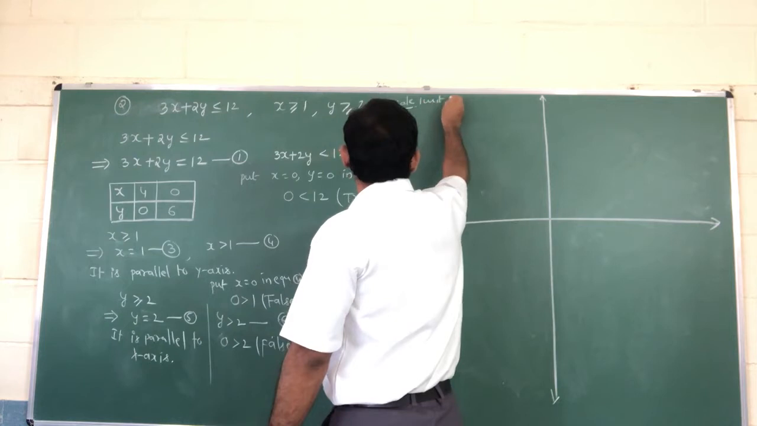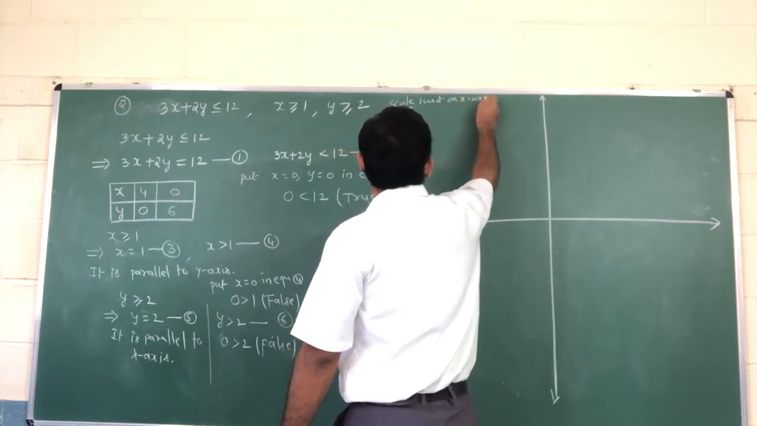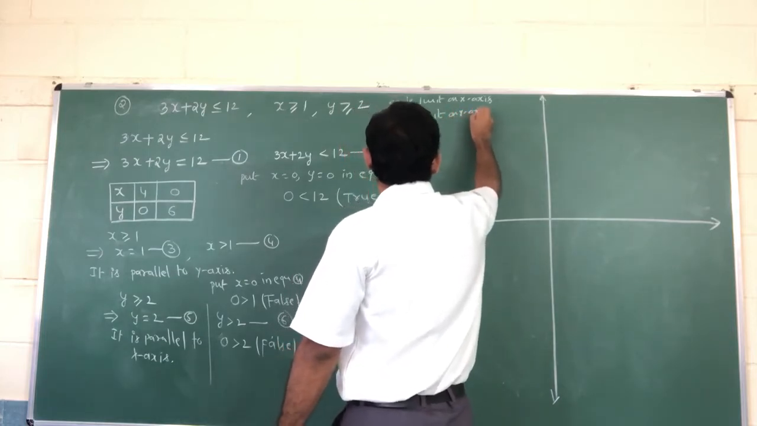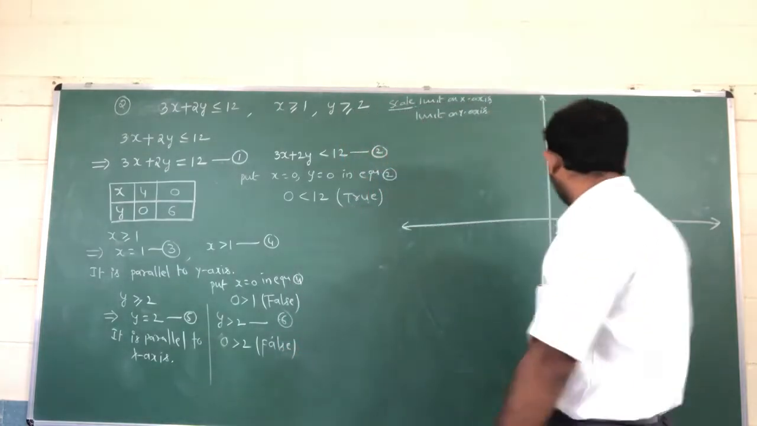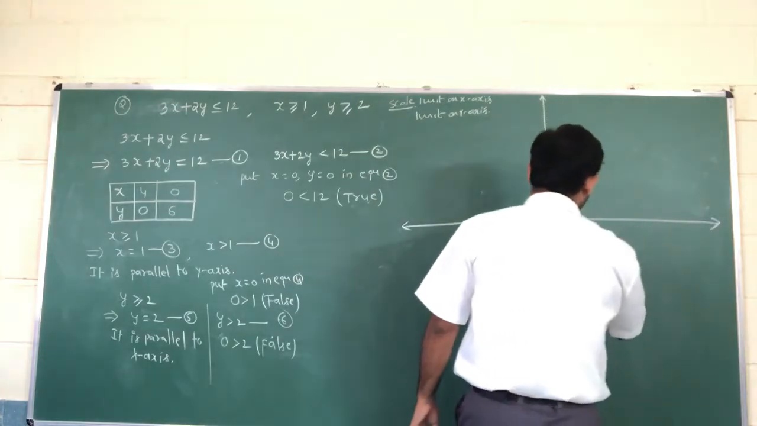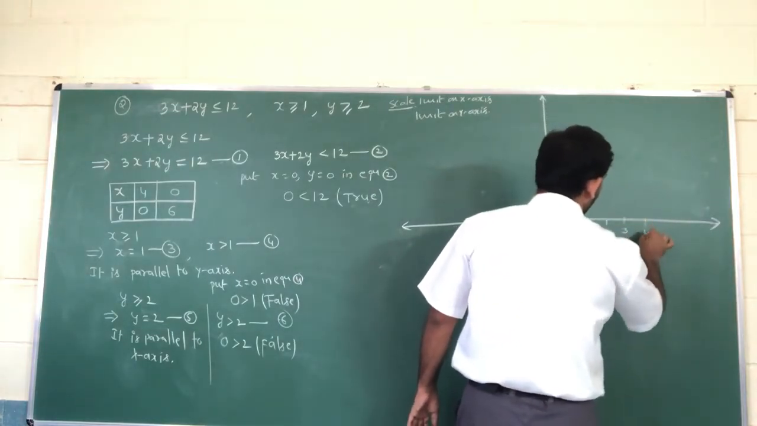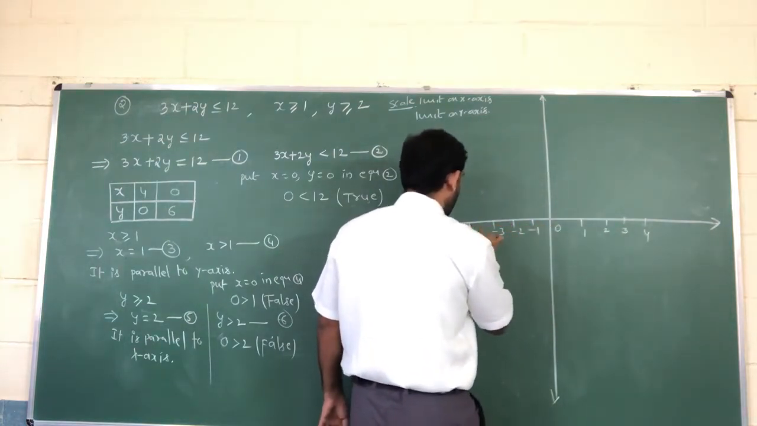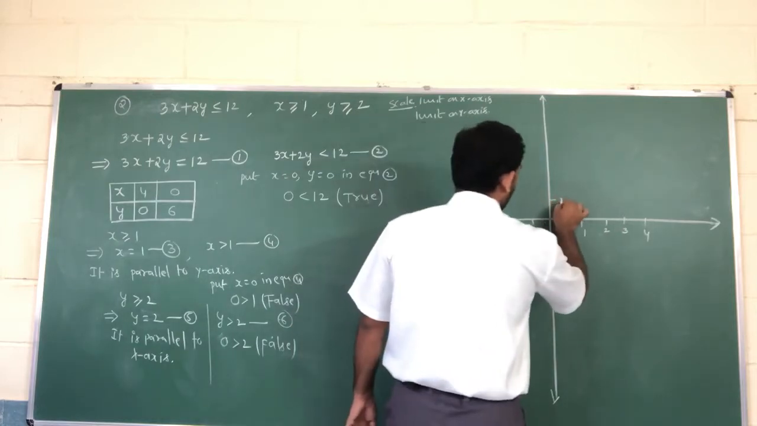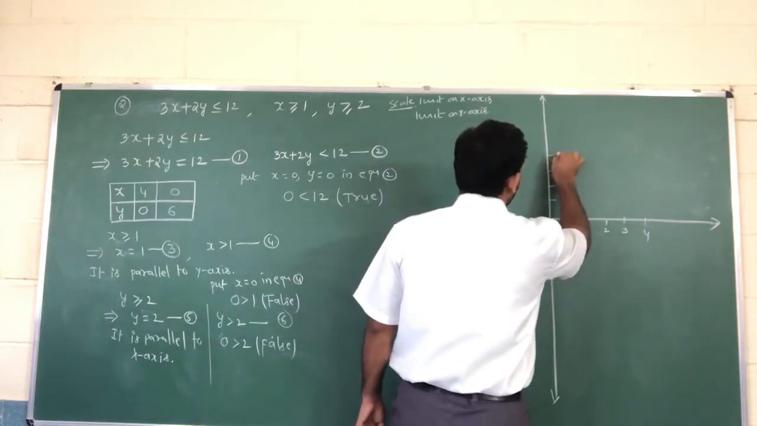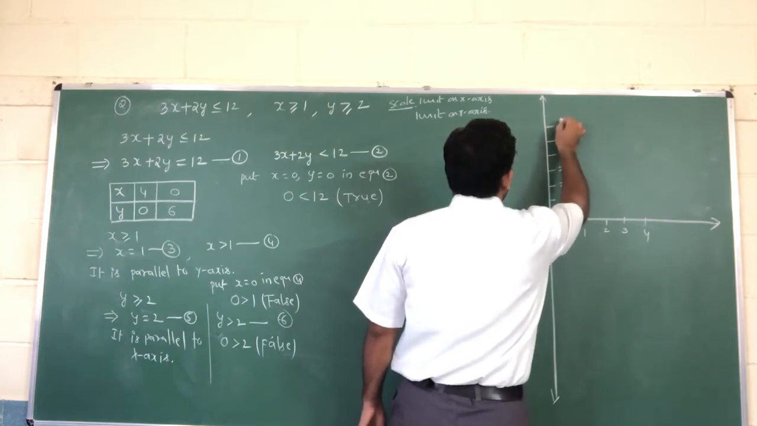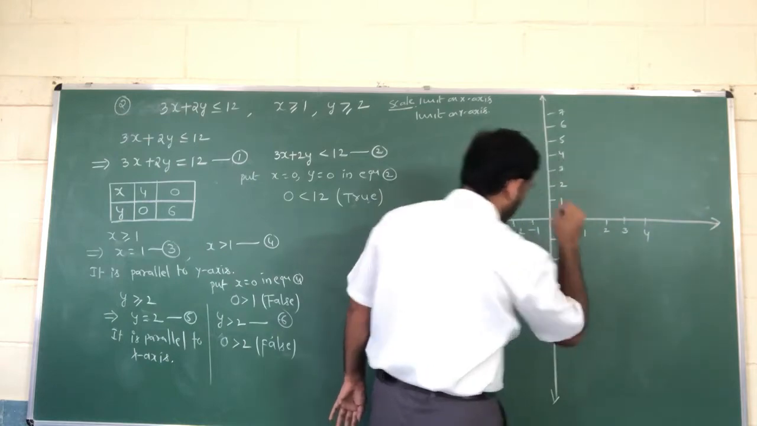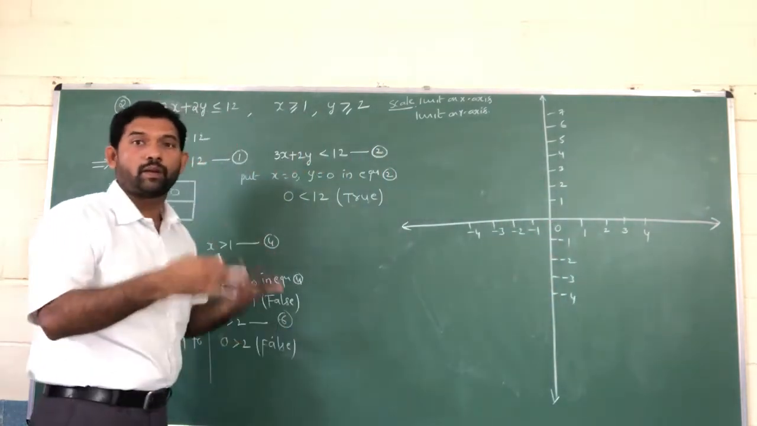Same scale. The scale is also the same: 1 unit on x axis, 1 unit on y axis. Now 0, 1, 2, 3, 4. Then minus 1, minus 2, minus 3, minus 4. Next 1, 2, 3, 4, 5, 6, 7. And minus 1, minus 2, minus 3, minus 4. Now represent one by one.